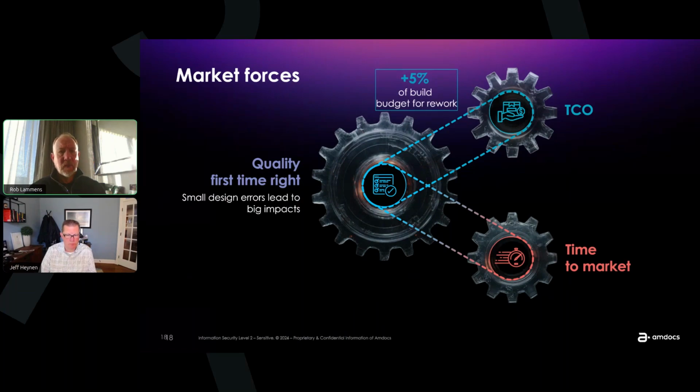We see around 5% of a build budget used for rework. Our goal is to drop that, which goes back to making sure quality is done the first time. And again, we try to minimize overrun, for which customers prepare about 7 to 15% of their budget and their schedule to manage that overrun for rework.